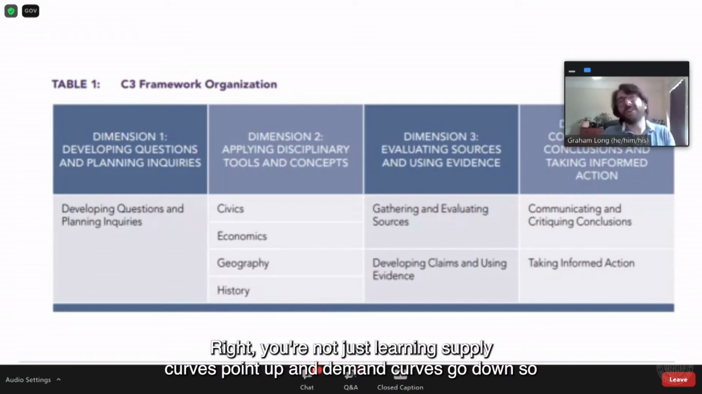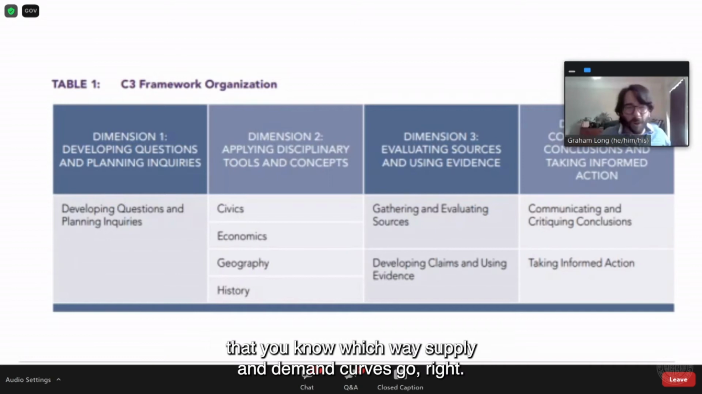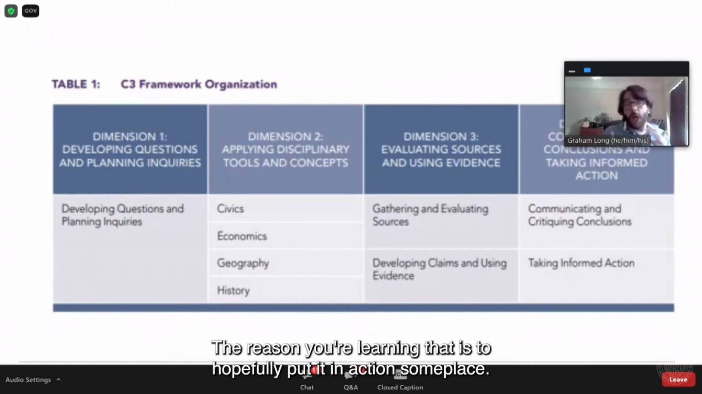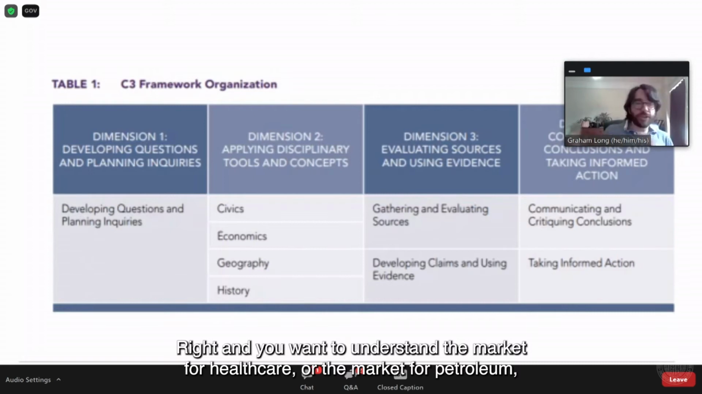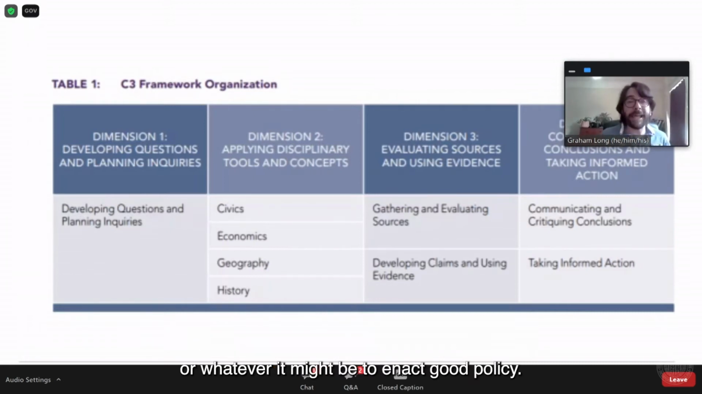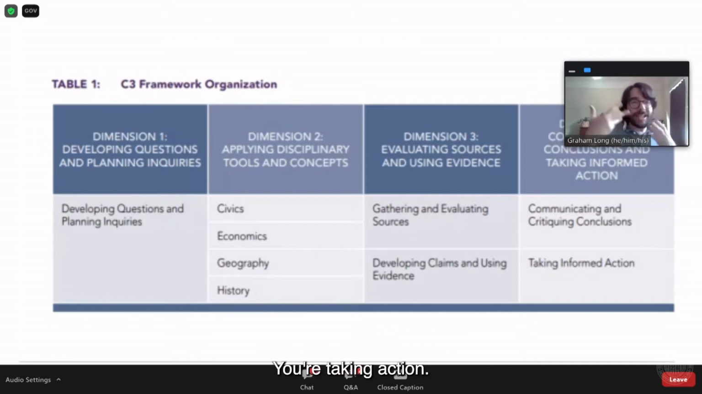You're not just learning supply curves point up and demand curves go down so that you know what way supply and demand curves go, right? The reason you're learning that is to hopefully put it into action someplace. You want to be a policy analyst, right? And you need to understand the market for healthcare or the market for petroleum or whatever it might be to enact good policy. You're taking action.